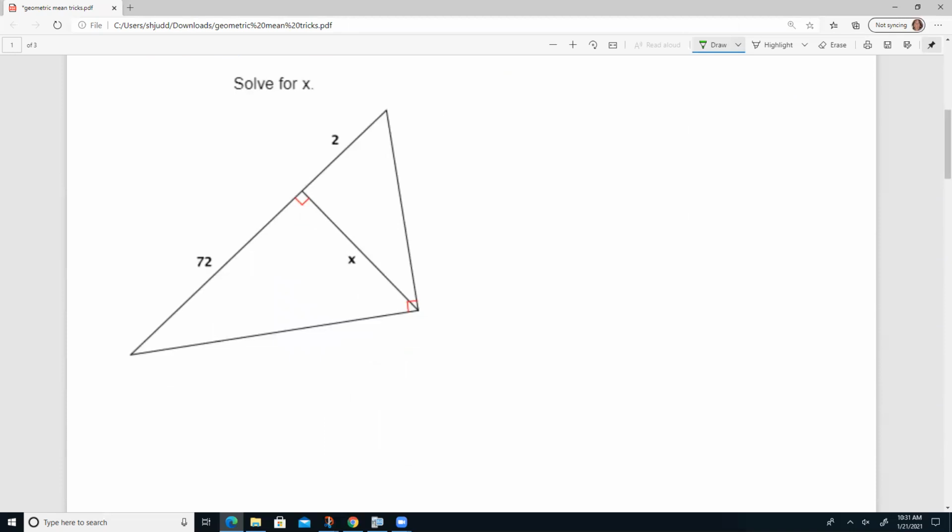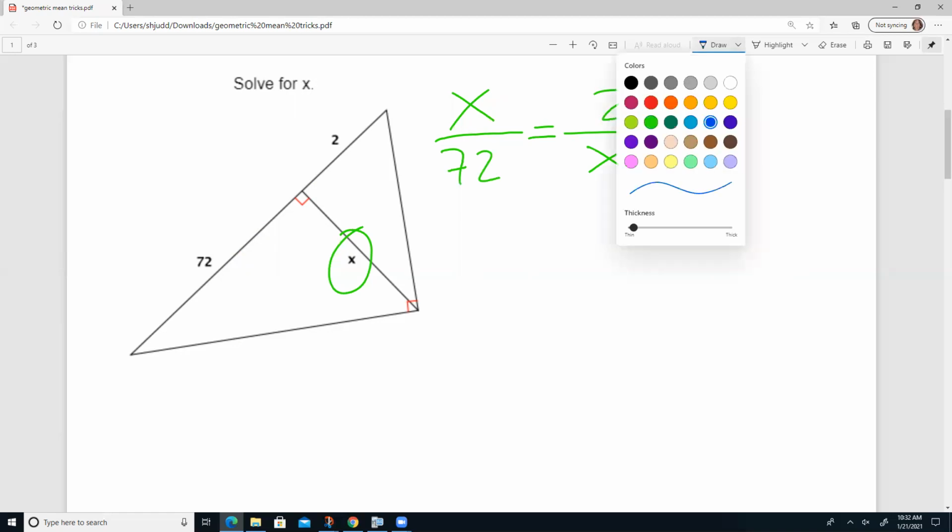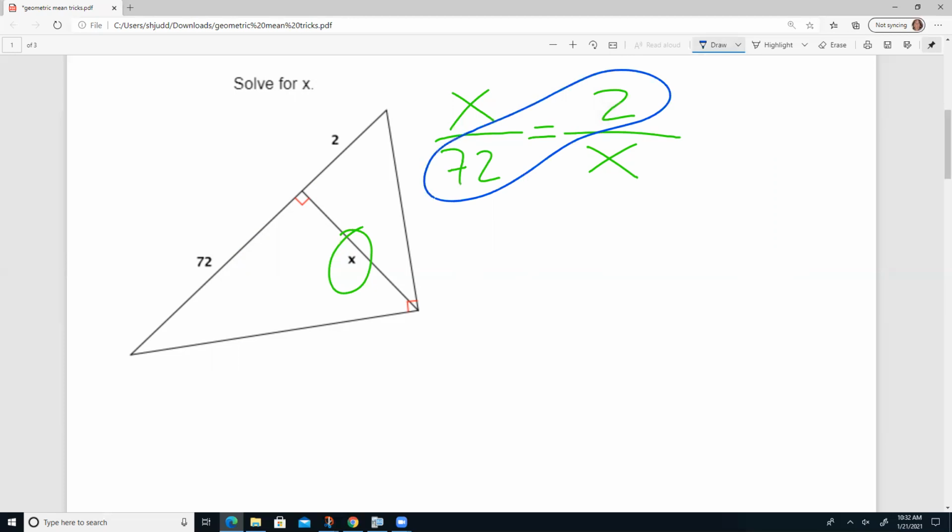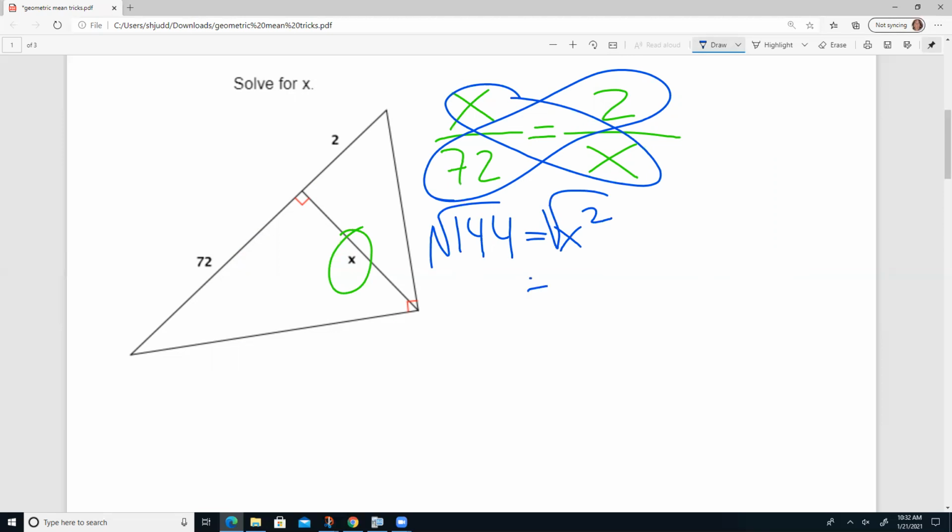Okay, in this case, we're given an altitude. So we know the altitude doubles, and the altitude is going to be put across from itself for cross multiplication purposes. And then we'll just copy the other two pieces. So 72 times 2 is 144. x times x is x squared. Take the square root of each side, and x is equal to 12.